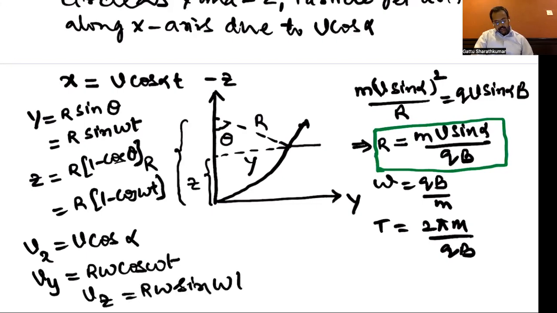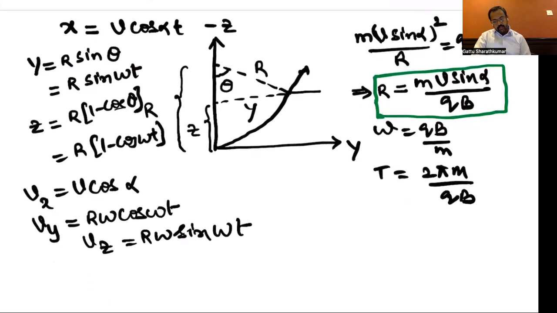So your x we found out. X is V cos alpha into t. Your y is r sin omega t. Your z is r into 1 minus cos omega t. So your Vx is V cos alpha. Your Vy is r omega cos omega t. Your Vz is r omega sin omega t.